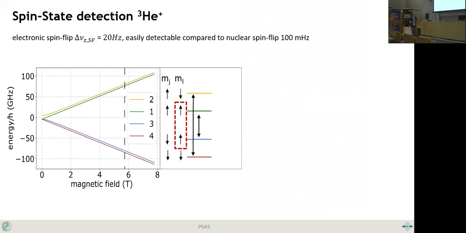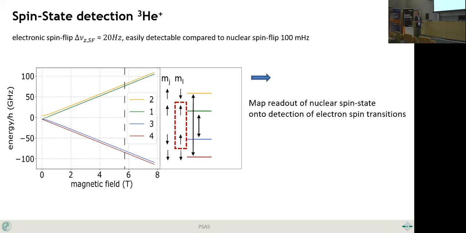Okay. So what we do now, we want to also detect the changes of the nucleus spin state. And we do that via a double resonance technique, essentially. So if we, for example, want to know in which nucleus state we are, so we are now really in this state, we drive this transition and this transition alternatingly. And then, depending on which transition actually produces a measurable electron spin flip, you know in which nucleus spin state you are. So that is how we measure then the nucleus spin state, by mapping it to the readout of the electron spin.